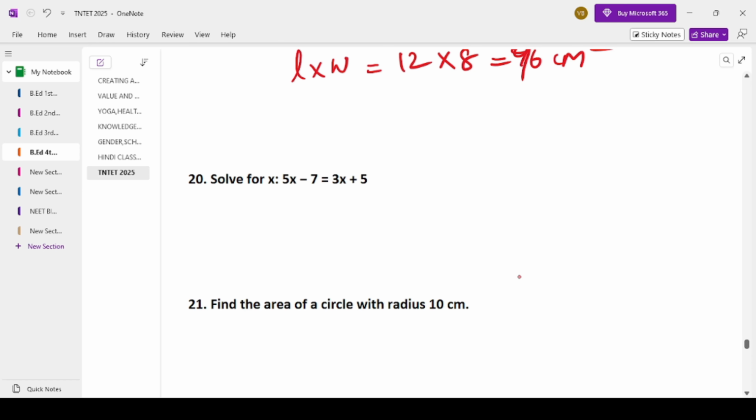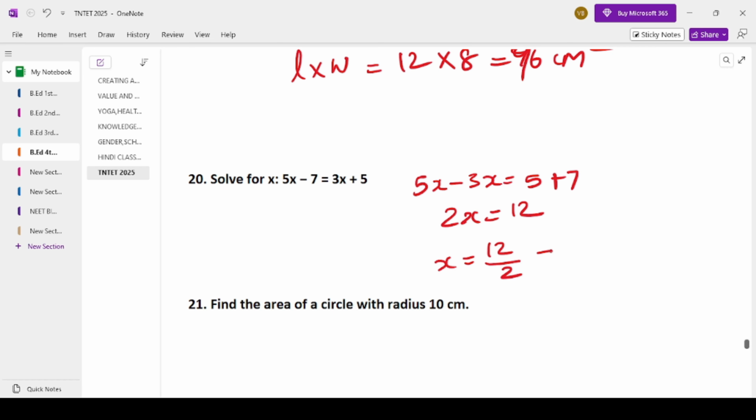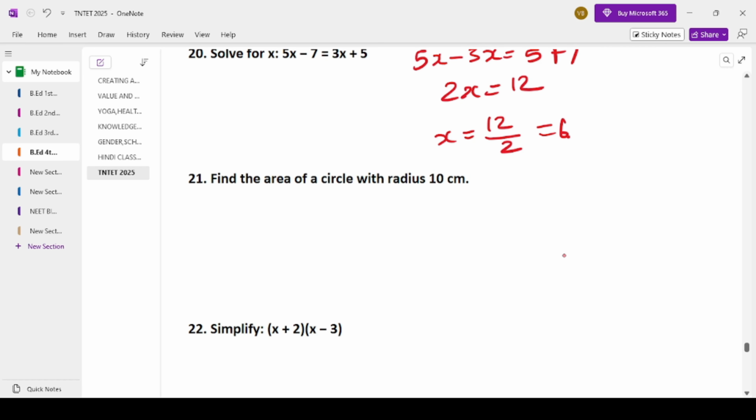Let's solve this equation too. So how to solve it? The x values you move to one side and the numbers to the other. So 2x is equal to 12, which gives you x is equal to 12 divided by 2, which gives you 6. So the x value here is 6.